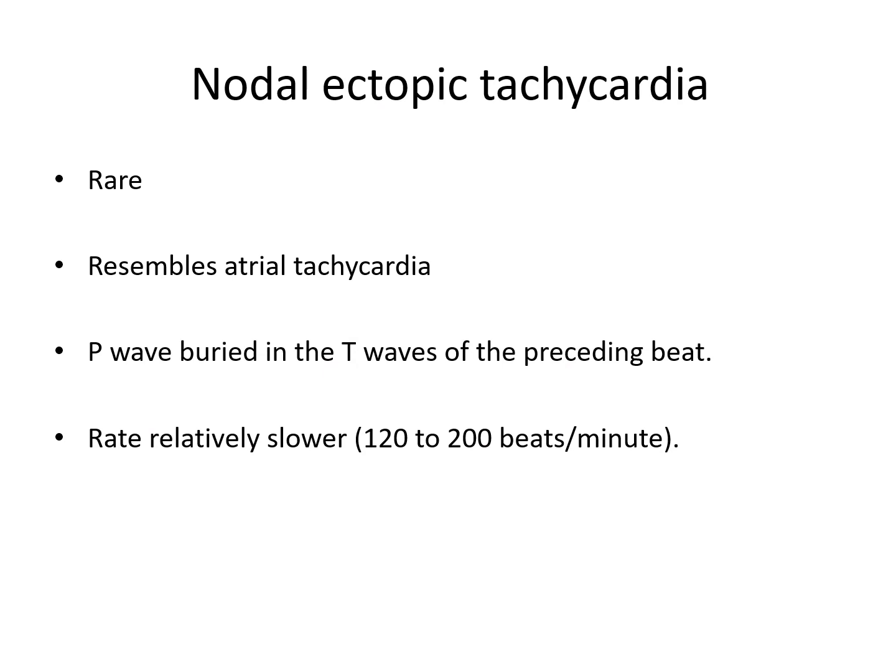Let's discuss another rhythm which is relatively rare, which originates within the AV node from an ectopic focus. So this is known as nodal ectopic tachycardia. This is a rare rhythm and it resembles atrial tachycardia. Here the P waves will be buried in the T wave of the preceding beat, and the rate is relatively slower, somewhere around 120 to 200 beats per minute.